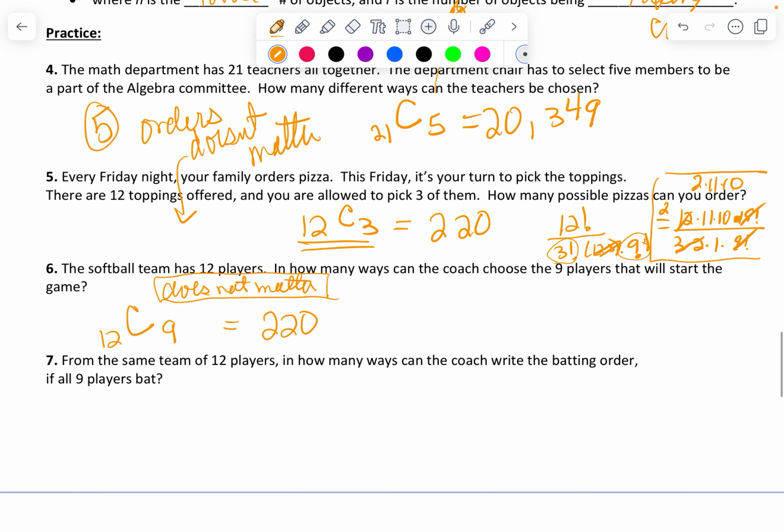All right, number 7. From the same 12 players, in how many ways can the coach write the batting order? So order means that the order matters. So now we have to do a permutation. So we have 12, choose 9. This is very different, and this is that number we had above, 79,833,600. Okay.